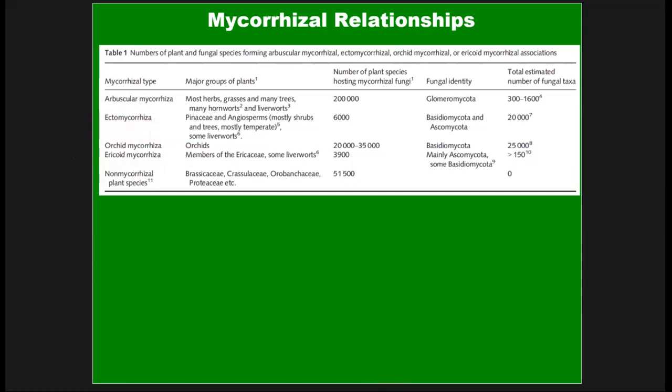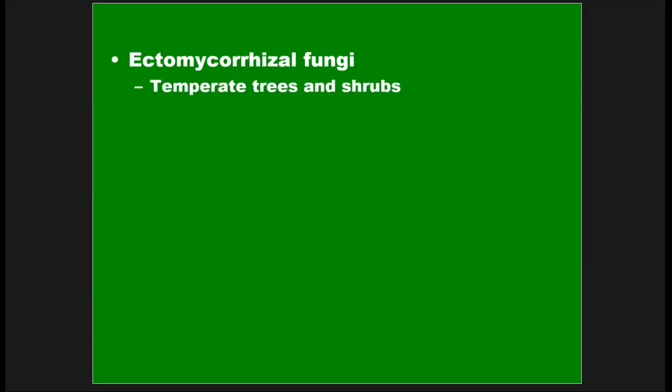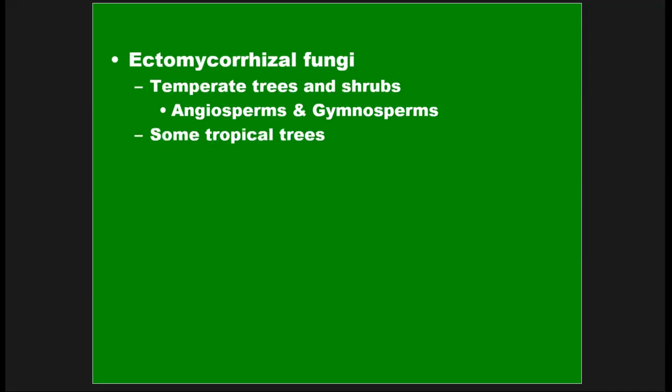And when we think about those types of relationships, the types of fungi that form ectomycorrhizae are called ectomycorrhizal fungi. And most of the plants that you see in this area of the country, in the temperate areas, most of the trees, most of the shrubs, have this type of relationship with fungi on their root system. And it can be angiosperms and gymnosperms that will have this type of relationship. And then as you go further south from where we are, there are some tropical trees, for example, that also have ectomycorrhizal fungi on them.